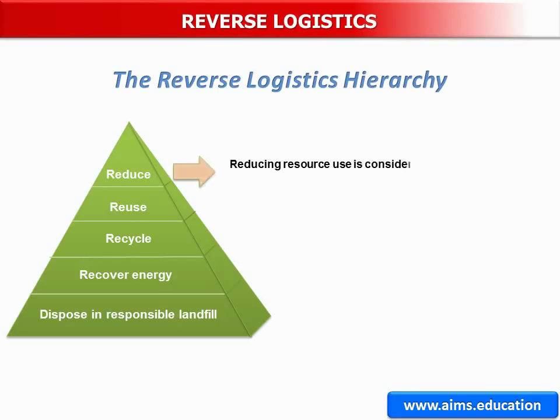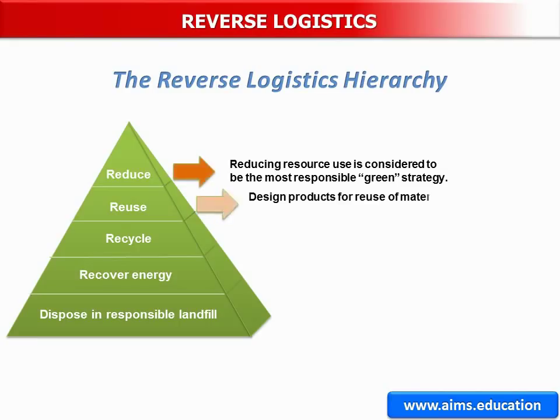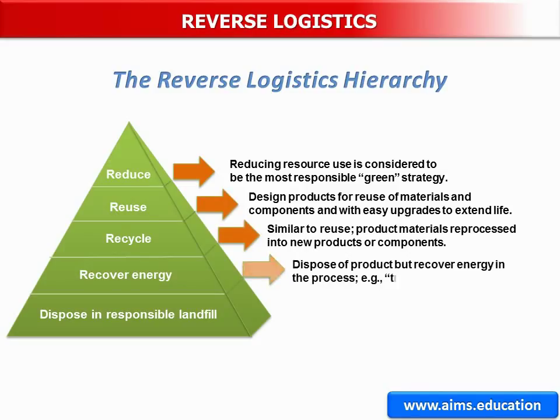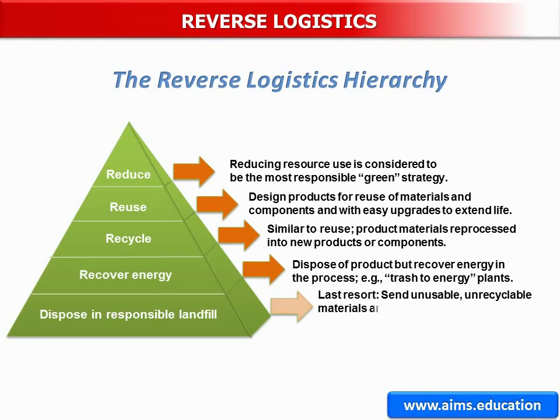Reducing the use of resources in the first place is considered to be the most responsible green strategy. Potential reuse of products is considered second in importance to resource conservation. Products can be designed for reuse of materials and components, and with easy upgrades to extend life. After resource conservation and reuse, recycling is the third most important aftermarket principle. Similar to reuse, product materials are reprocessed into new products or components. Dispose of product but recover energy in the process, for example, trash to energy. Finally, unusable and unrecyclable materials and components are sent to a responsible landfill.